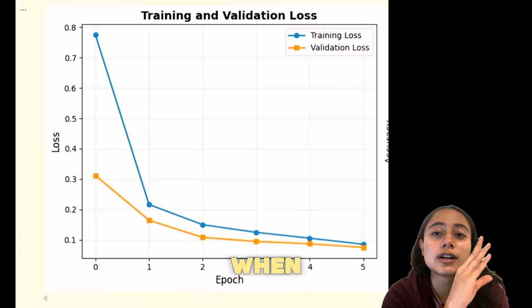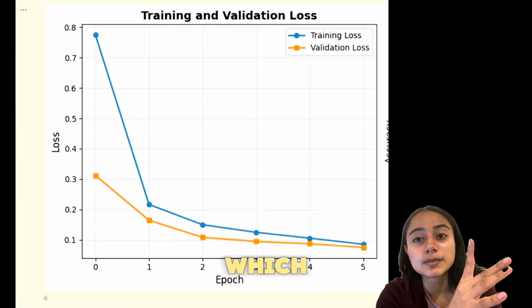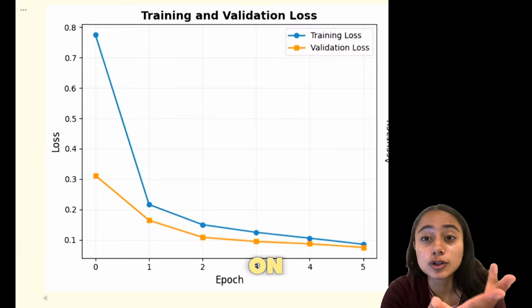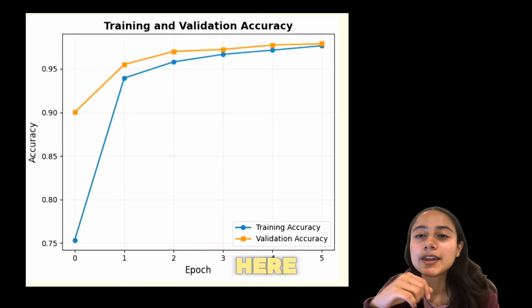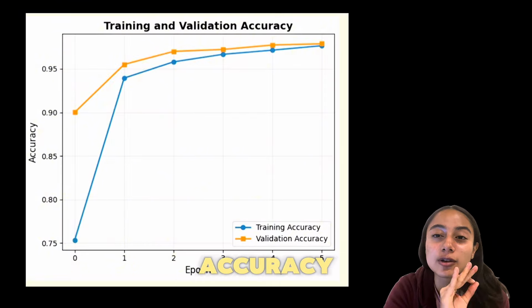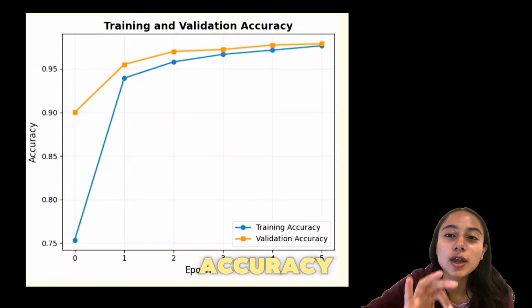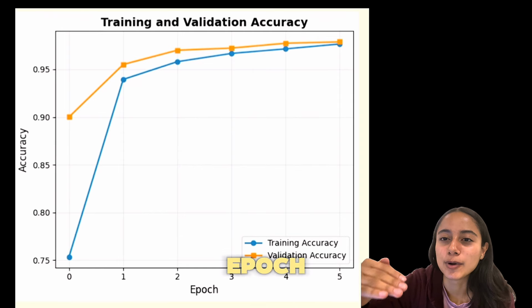The best scenario is when both curves decrease, which means that the model is performing well on new and already seen data. Here we also plot the training and validation accuracy, since we want to see how the accuracy increases through each epoch or iteration.